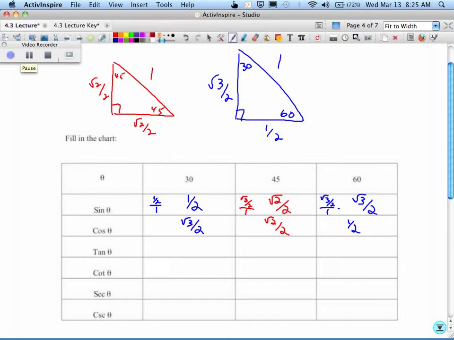Let's do tangent together. And so I really don't need any of this stuff up here anymore. So I'm going to get rid of that.